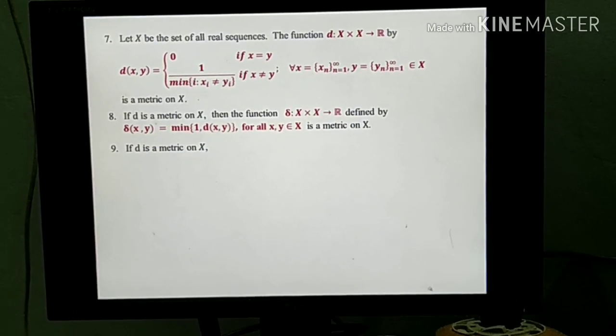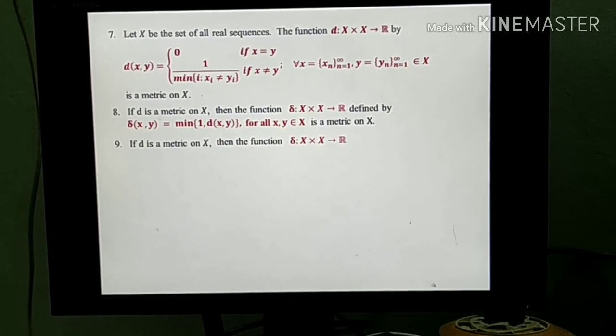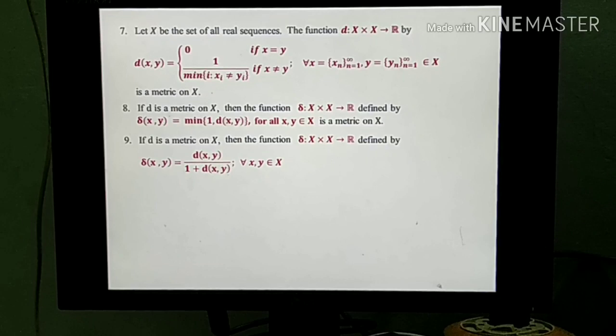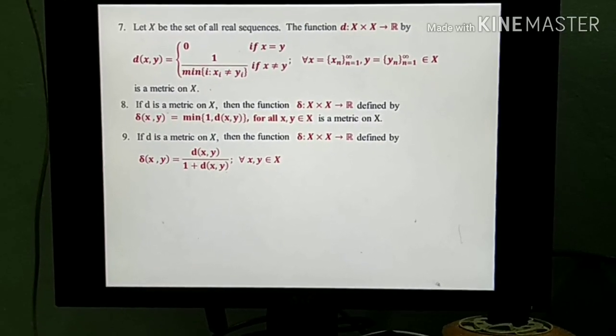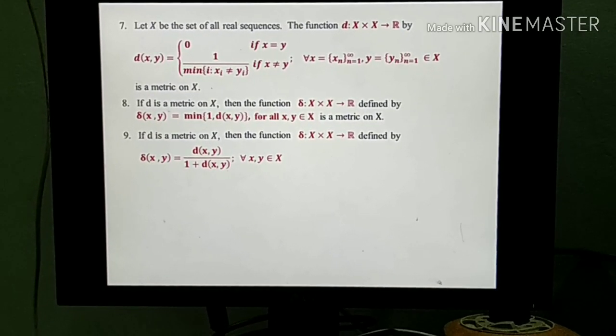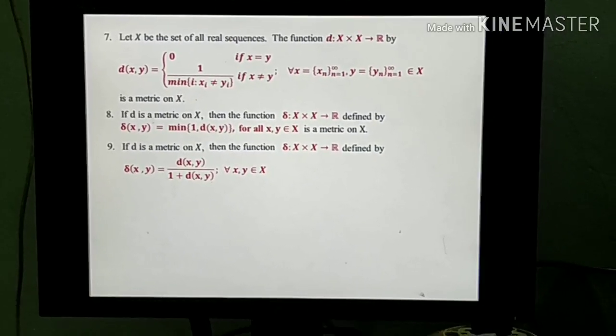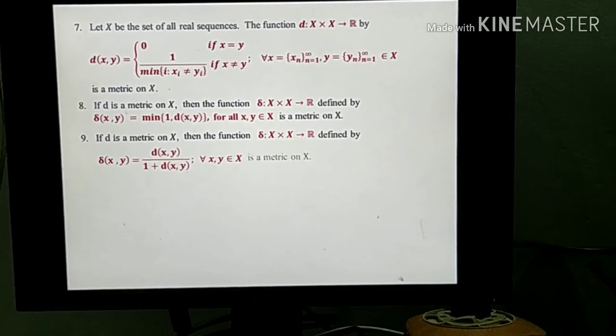Ninth example: if d is a metric on X, then the function delta from X cross X to R defined by delta(x, y) = d(x, y) / (1 + d(x, y)) for all x, y belonging to X. You can easily verify that delta(x, y) satisfies all four properties of a metric, and it is a metric on X.